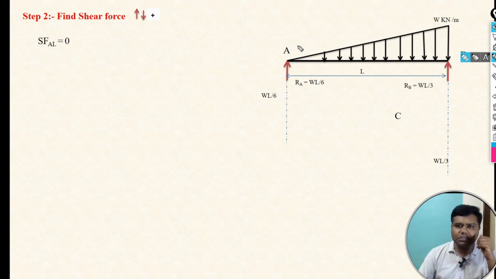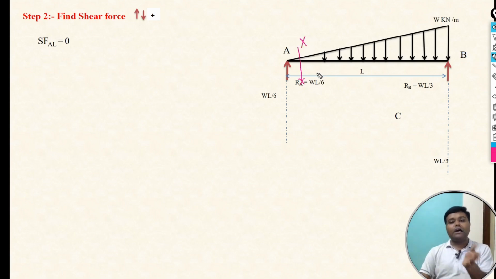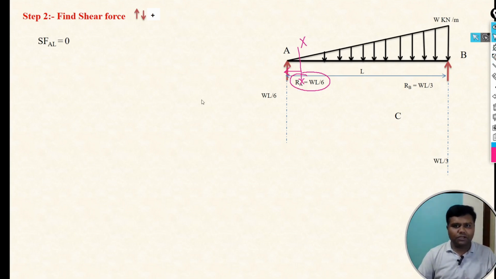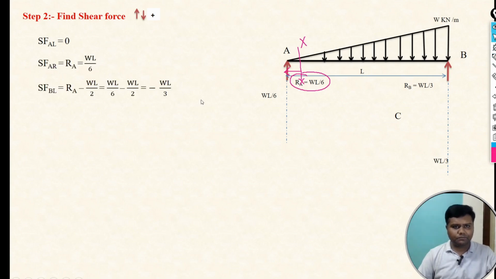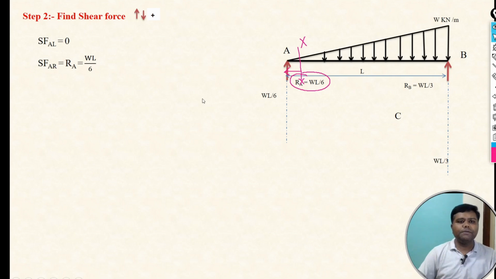Similarly, we take a section on the right of A point and focus on the left of that section. Here only one force, the reaction, is there, and that reaction is WL by 6. So the shear force at A right will be only Ra, the reaction we have calculated, WL by 6.